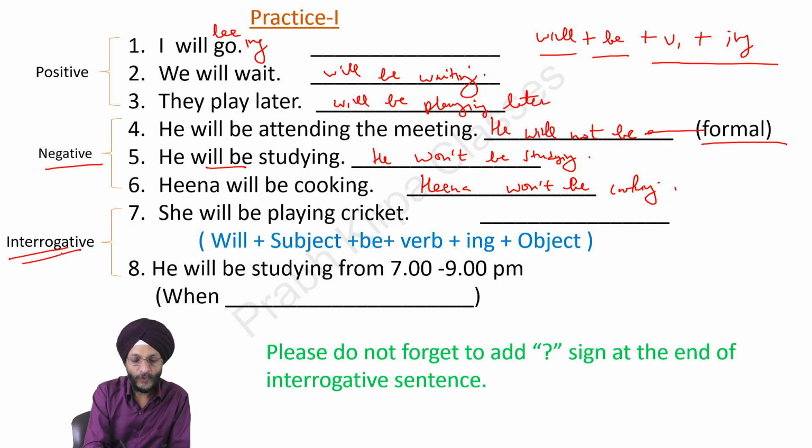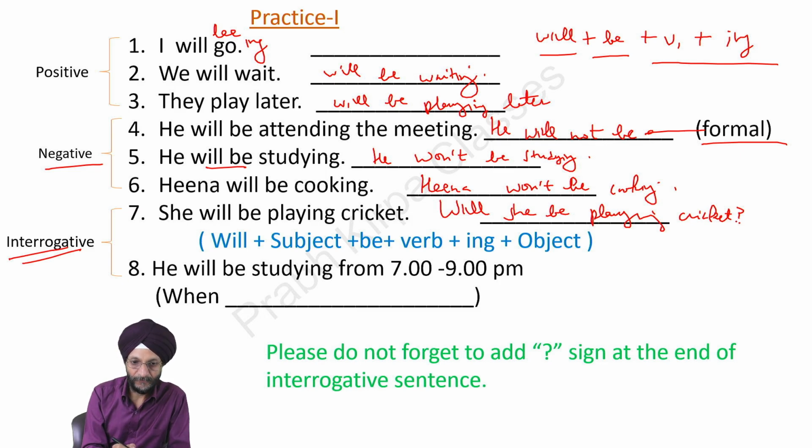Now we are to form the interrogative form of the sentence. She will be playing cricket. So it will become, will she be playing cricket? Please don't forget to add the question mark at the end of the sentence.